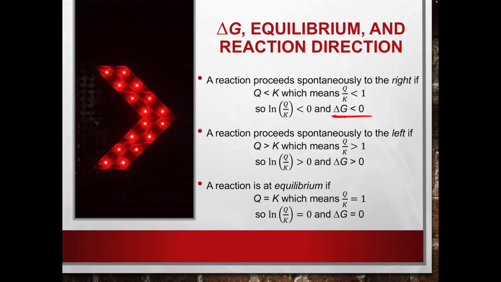The opposite is also true. If we have Q greater than K, then our reaction will go spontaneously to the left. It will shift to the left. Q is greater than K because we have too many products. This would be related to a positive value of delta G. It will go spontaneously to the left, or the reverse reaction is spontaneous. And then if our reaction is at equilibrium, that means Q is equal to K, which we remember from earlier. So if you did their ratio, you'd get Q over K is equal to 1, and that will cause delta G to be equal to 0 at equilibrium.